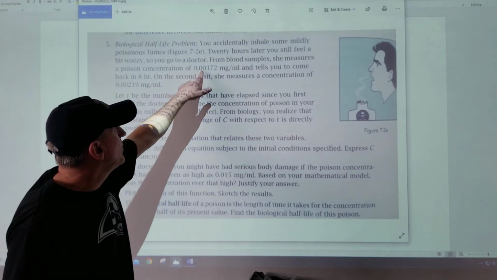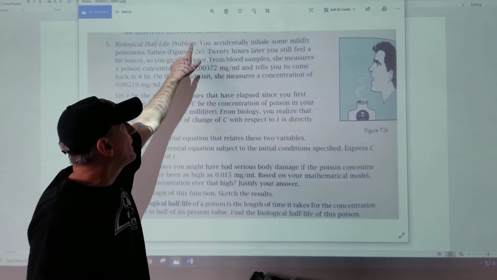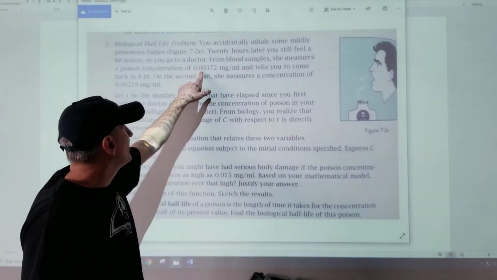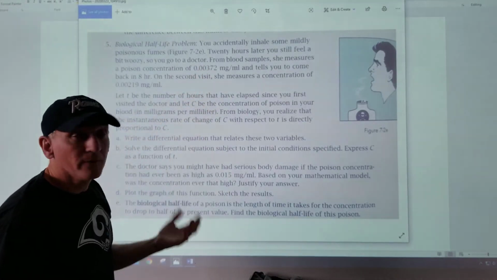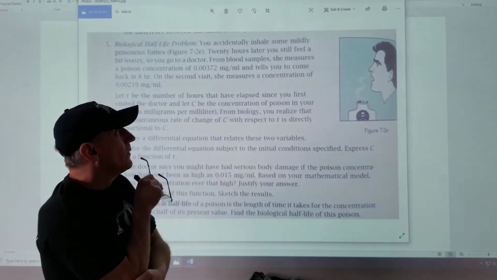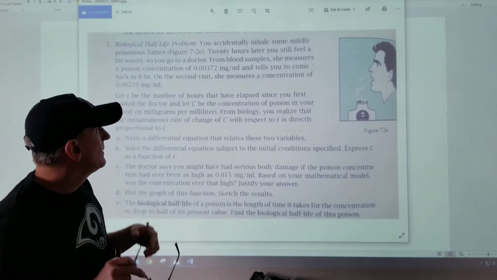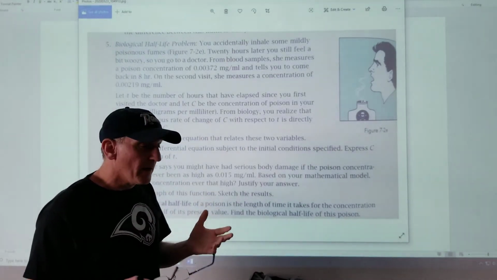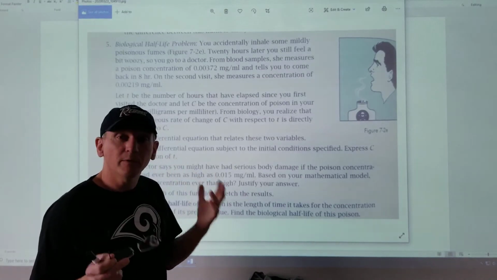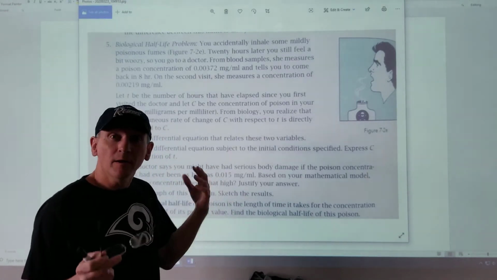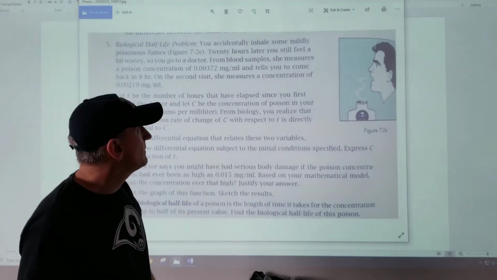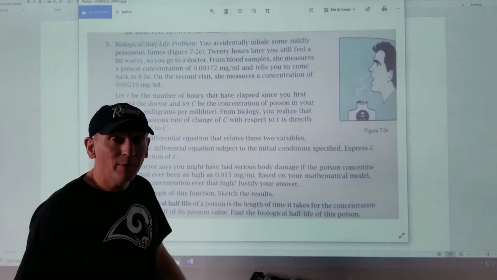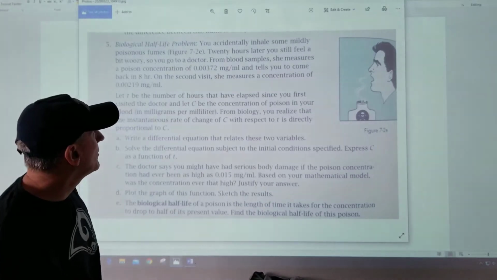So you can assume, since he waited 20 hours to go to the doctor in the first place, the concentration was probably a lot higher when first inhaled. And that's one of the things we're going to answer: how bad was it in the worst case, which was when the poison was first inhaled? And was it high enough concentration to put this person in any kind of danger? See, real life things that can be answered by solving calculus problems.